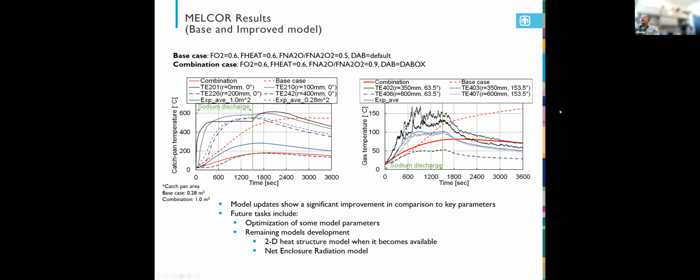Here, showing you the gas temperature between the experiment and the MELCOR runs. You can see the combination is getting closer to the experiment.